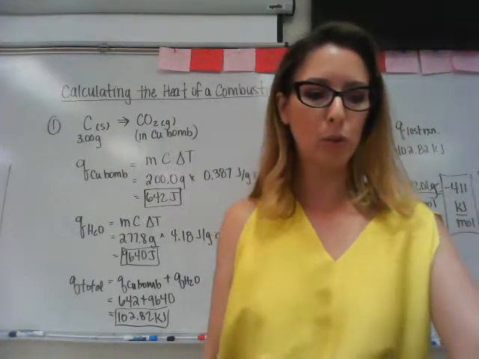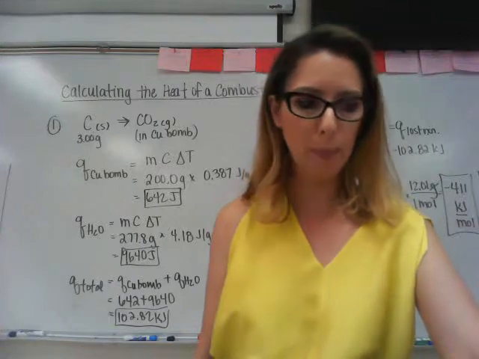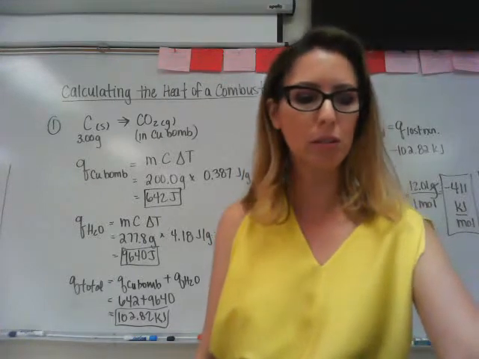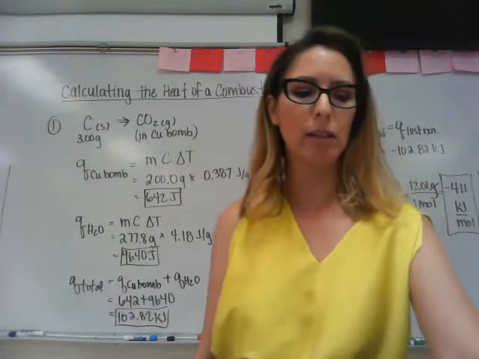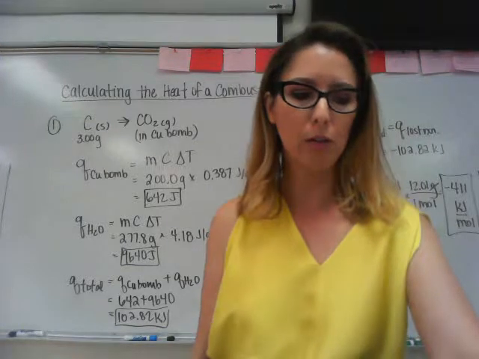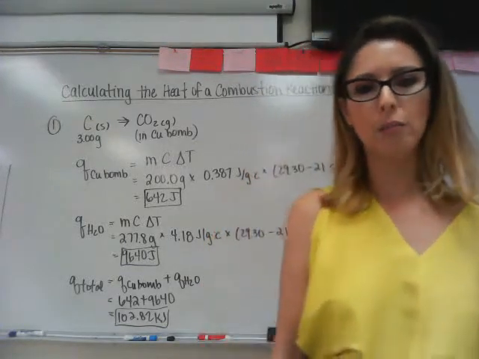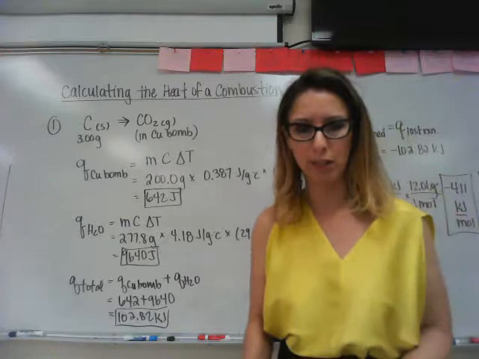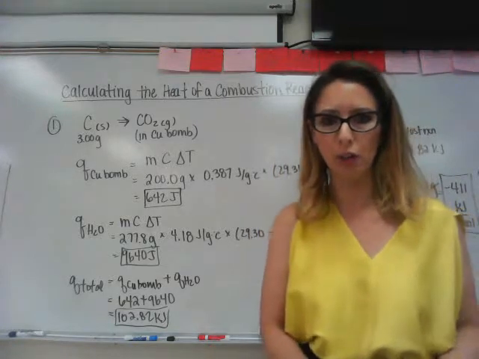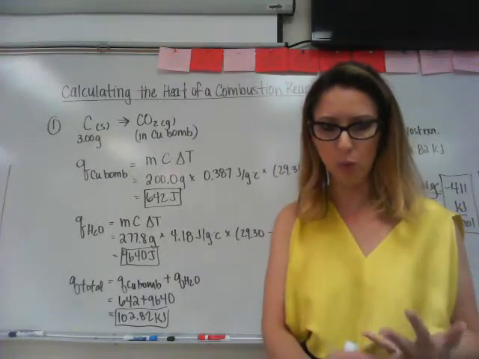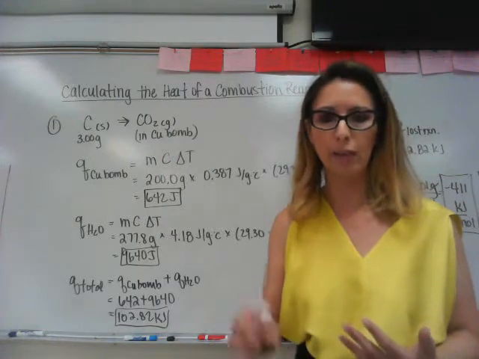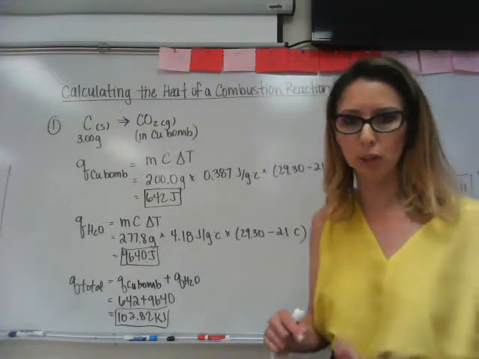The initial temperature is 21 degrees Celsius. The final temperature is 29.3 degrees Celsius. They want you to calculate the heat of formation of carbon dioxide gas. We need to calculate quite a few things here. We need to calculate the heat of the copper bomb, the heat of the water that it's submerged in, and then add them together to get the total heat.